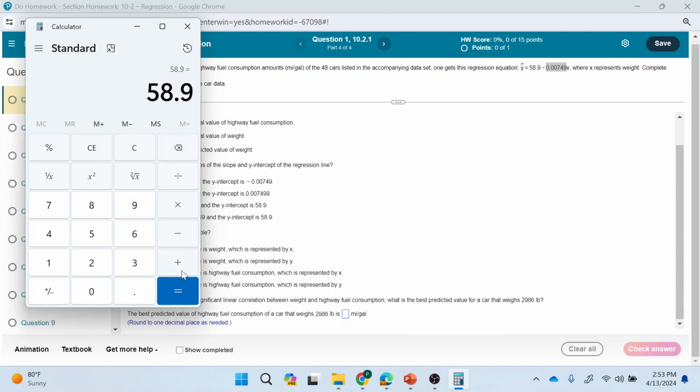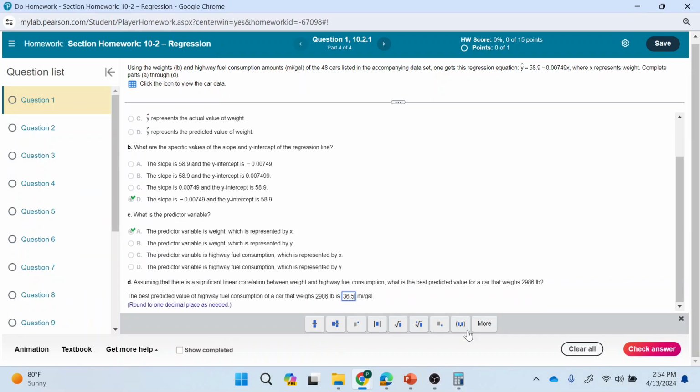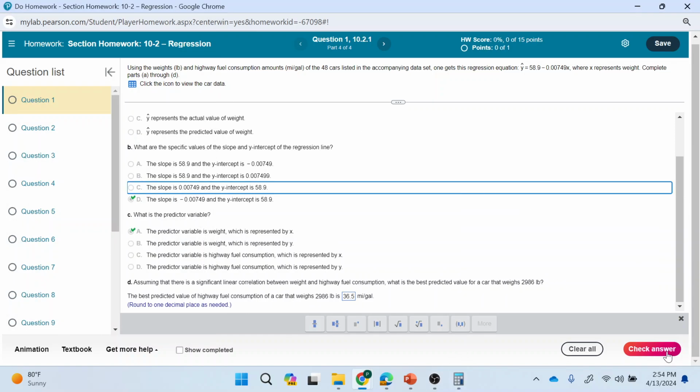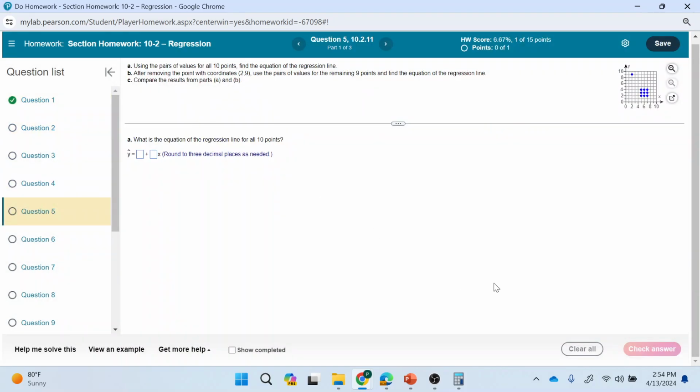So here's the thing: negative 0.00749 times the weight, 2986. If you multiply that and add 58.9, this is your prediction. So the best predicted value of highway fuel consumption, if you round it to one decimal place, is 36.5. You see, 36.5. That's our prediction. Okay, let's go to the next question.